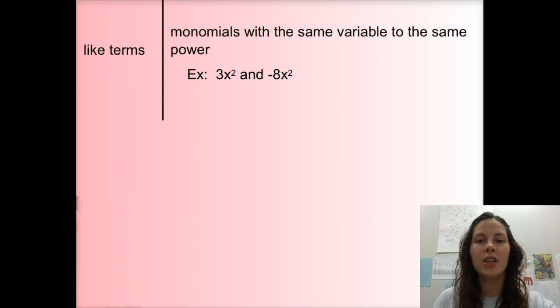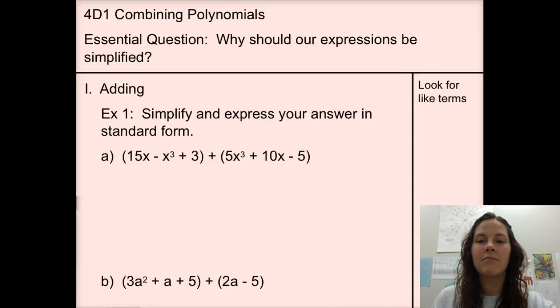And finally, we're going to take a look at what I mentioned was like terms. Like terms are monomials with the same variable to the same power. So 3x squared and -8x are not like terms because they don't have the same power. But if they both have a power of 2, or both a power of 1, or both a power of 16, then they would be like terms. What we're going to learn today is how to combine polynomials, which essentially boils down to combining like terms.